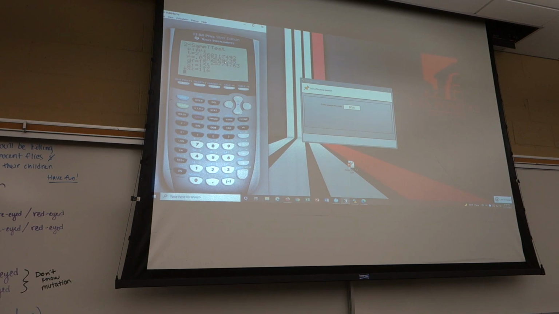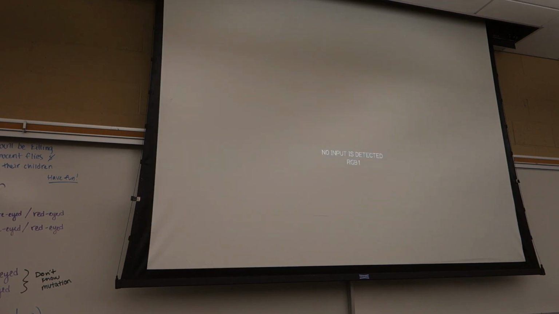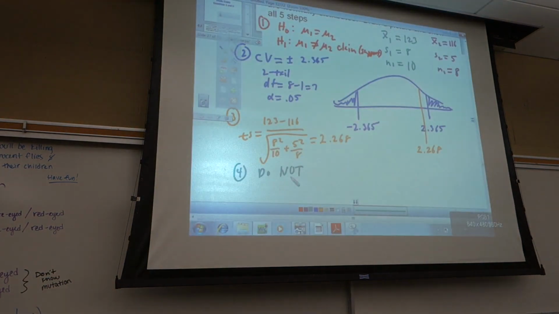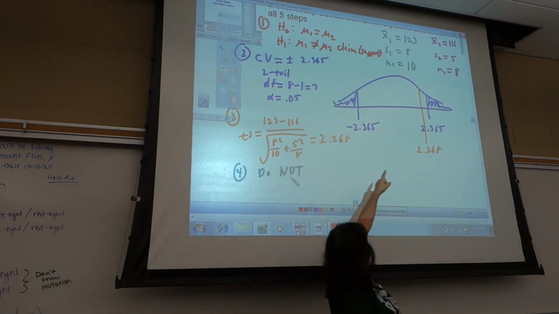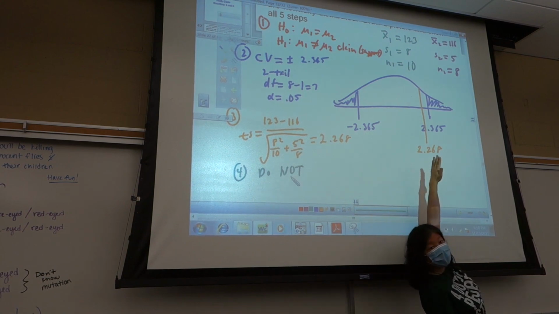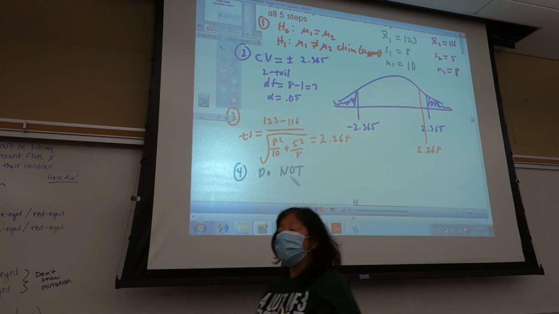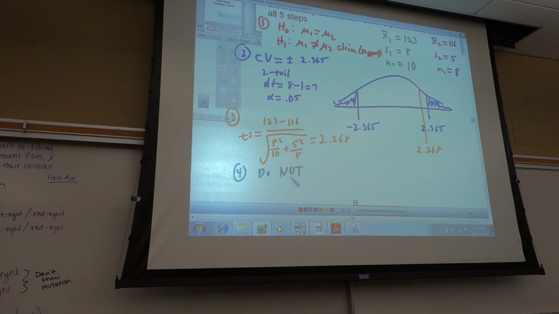Step 4, do not. Oh, thank you. My bad. So it is not in the rejection range. If you kind of look over here, you'll see it just fall short of being in the shaded area. So we are not going to reject H naught. Do not reject H naught.